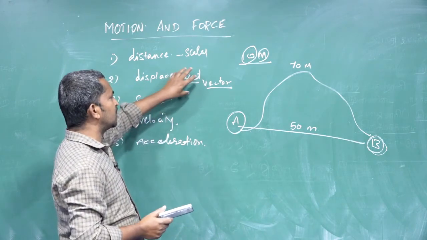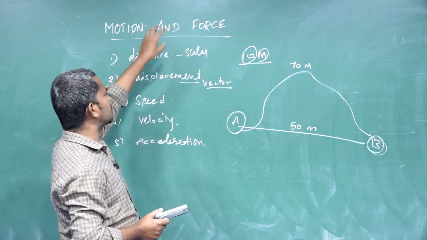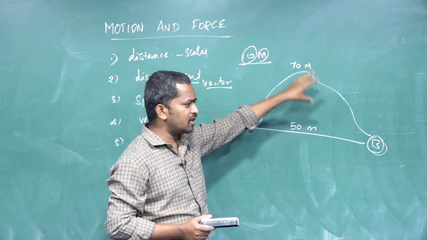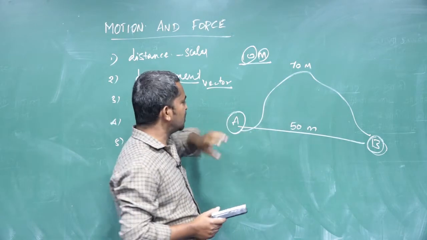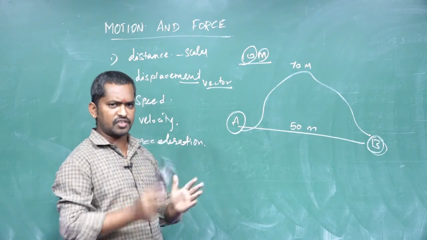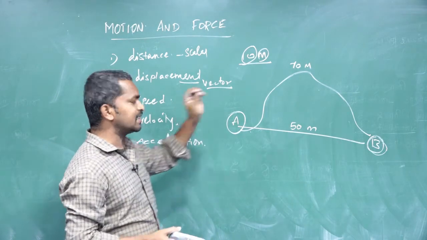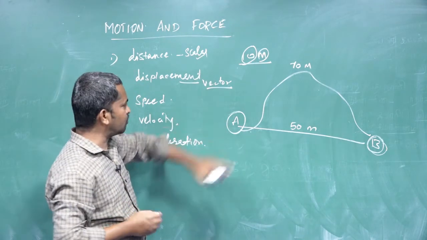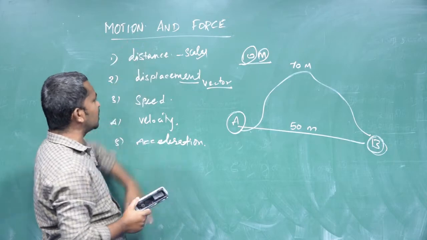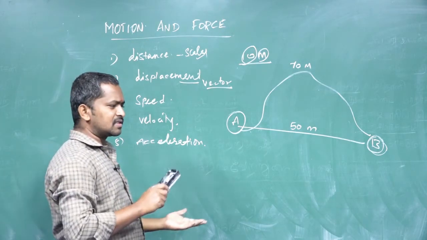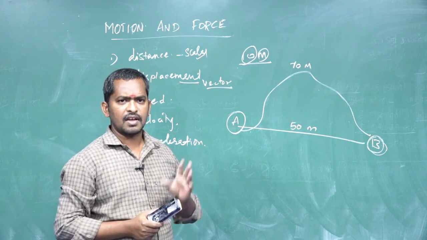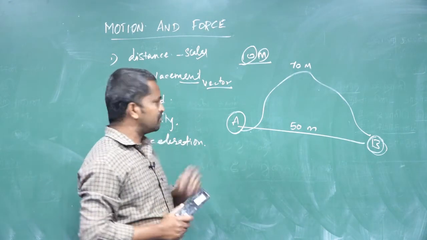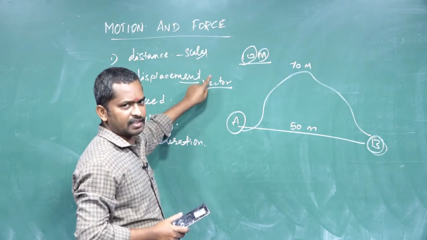So displacement is a vector quantity, distance is a scalar quantity. Distance is the actual length of the path covered by the object. The shortest distance between initial and final point is called displacement. That's why distance and displacement are not equal, because one is scalar and the other is vector.